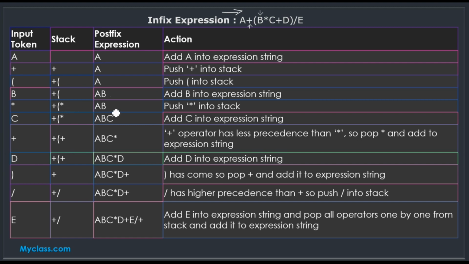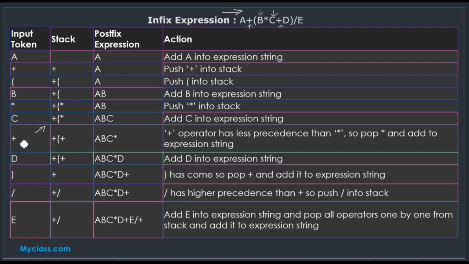Now the postfix expression is AB. Now our scanned character is C, adding C into the postfix expression. Now another operator came, plus. When we scan the plus, our stack is like this, plus and opening bracket. If the topmost element of the stack is an operator, then we want to compare the precedence of those two operators.